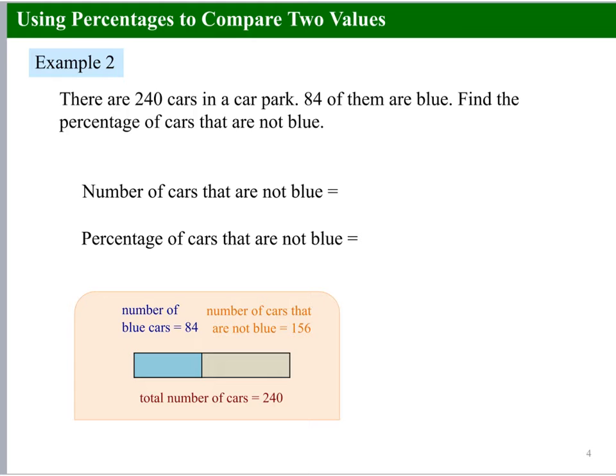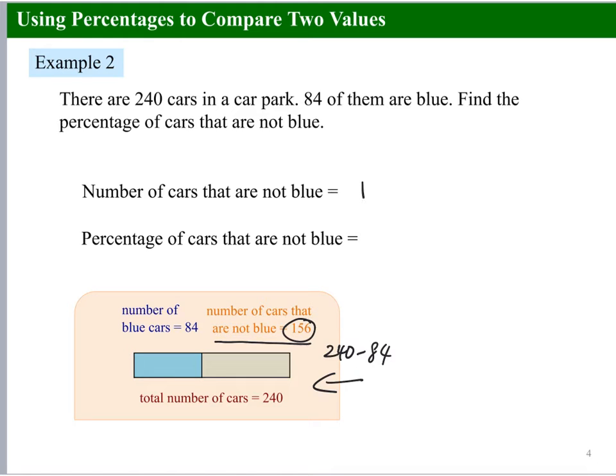In this example, there are 240 cars in a car park. 84 of them are blue. It means the rest are not blue. So in this diagram, we know that the number of cars that are not blue is 240 minus 84 equals 156. Now we need to find the percentage of the cars that are not blue.